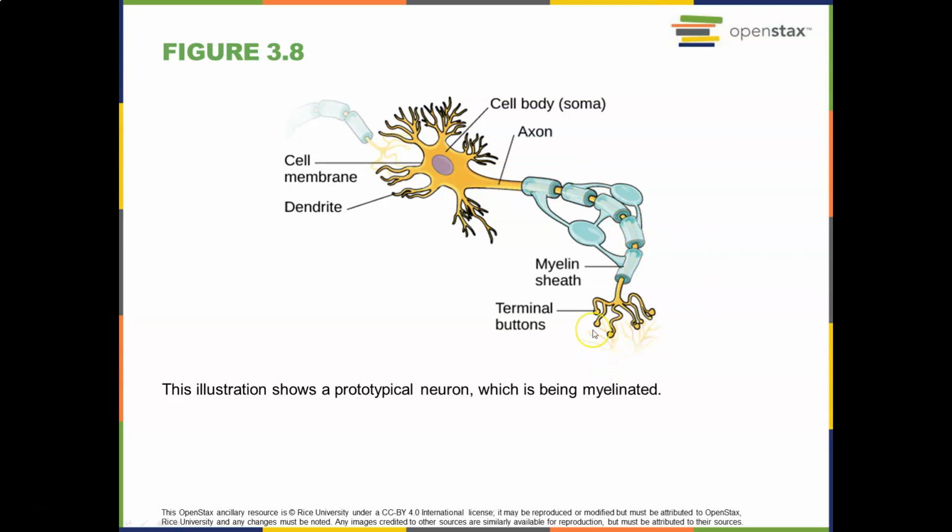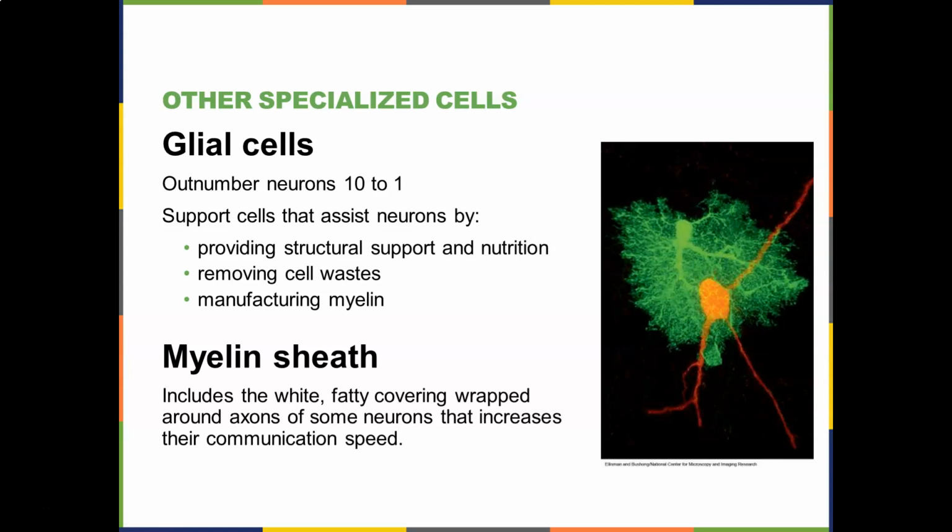Okay, and last but not least, these little terminal buttons right here actually communicate with another axon that might be located right around here. You can see right here that they're showing basic dendrites that are shooting out from another neuron, actually. And I just wanted to make you aware of that. Okay, so let's move forward here.